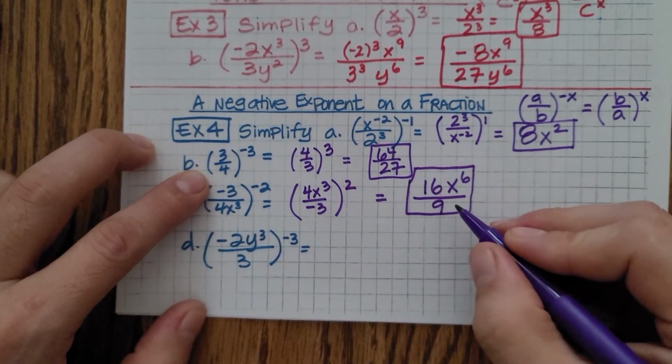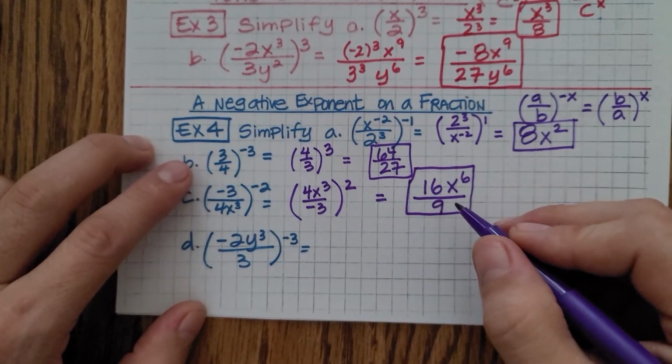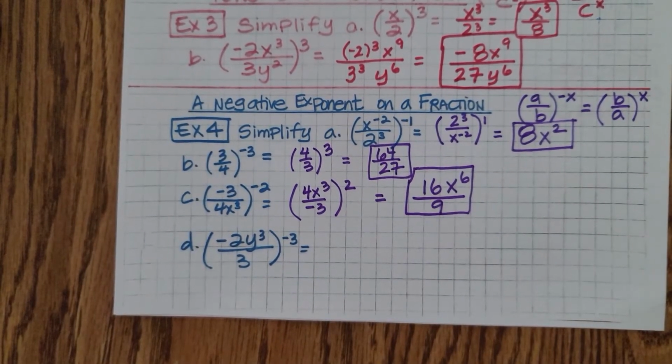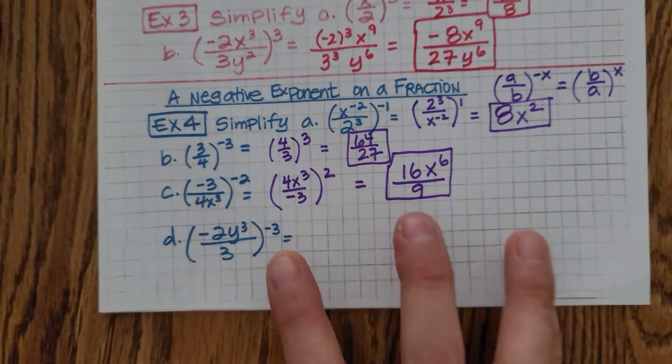I quickly know that's my answer, and I quickly know that it's not going to simplify anymore, because if it would have simplified in here, the 4 over -3 would have simplified, and it didn't. So it doesn't. So let's move it on.